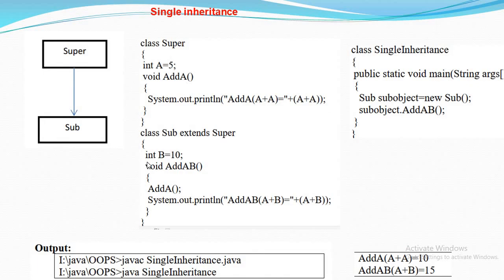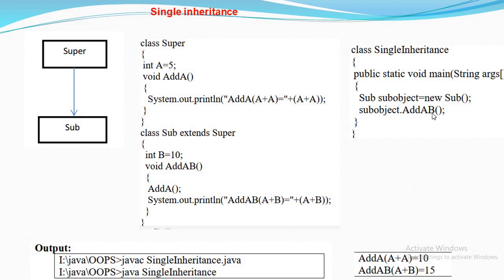Example for single inheritance. Here the class name is Super, declaring the variable a equal to 5, then we use the function add a, where we print the value of a. Then this is the subclass. The subclass extends the properties of the base class Super. Here we use the function add ab. So we create the object for the subclass. The sub object is the object of the subclass, accessing the functions of the superclass and the subclass.